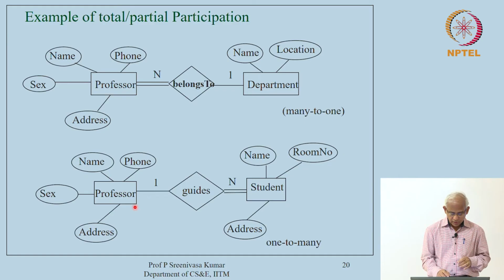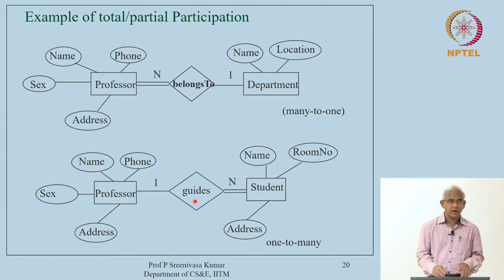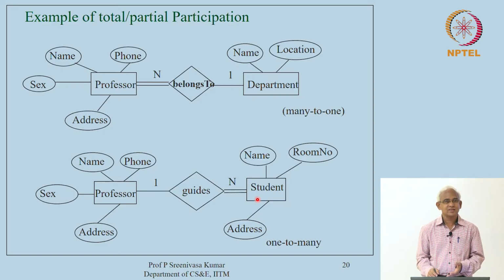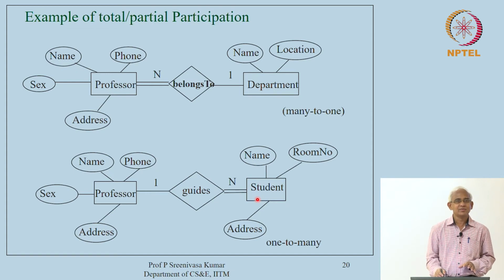Now, if you look at the guides relationship, it is not really compulsory for a professor to guide a student. A particular professor might be unpopular and might not actually get any research student to guide. So, we will allow that in the system, whereas unfortunately the students do not have a choice, they have to have a guide. So, if the institute policy is that every student must have a guide whether he likes it or not, then the student has a total participation in the guides relationship. So, you can see that every student has to be in some tuple of this guides relationship, whereas a professor might not be guiding any student at all.